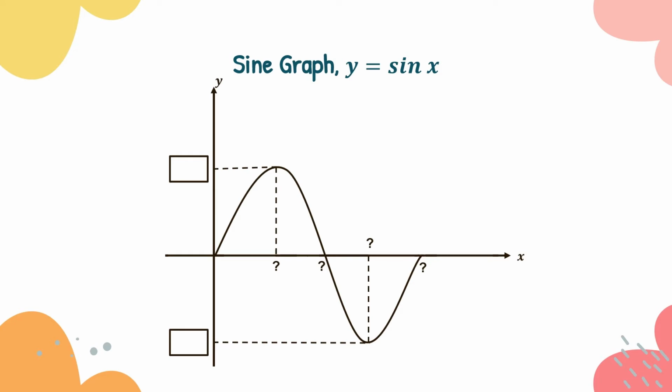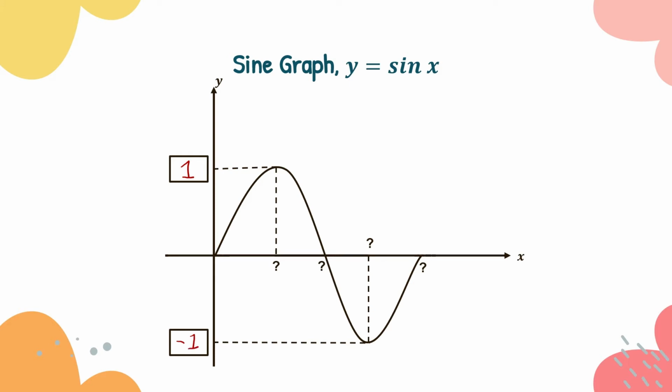So the y-intercept and the x-intercept of the sine graph. Sorry, it's not the y-intercept, first the maximum value of the sine graph. The maximum value of the sine graph will be y is equal to 1, and the minimum value will be y is equal to negative 1.